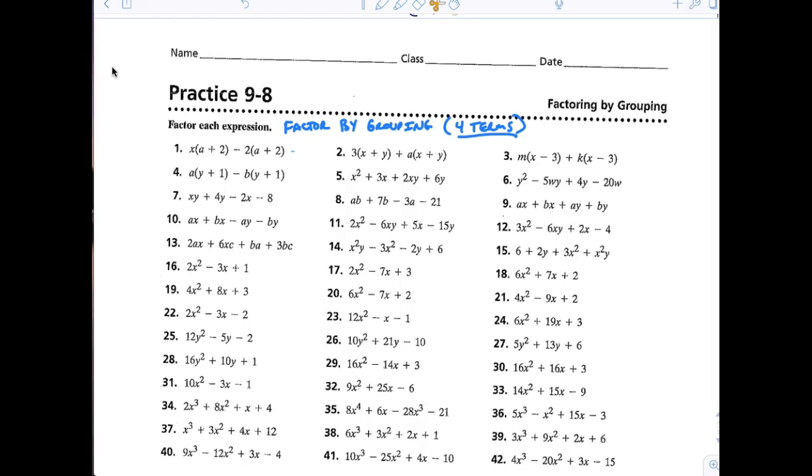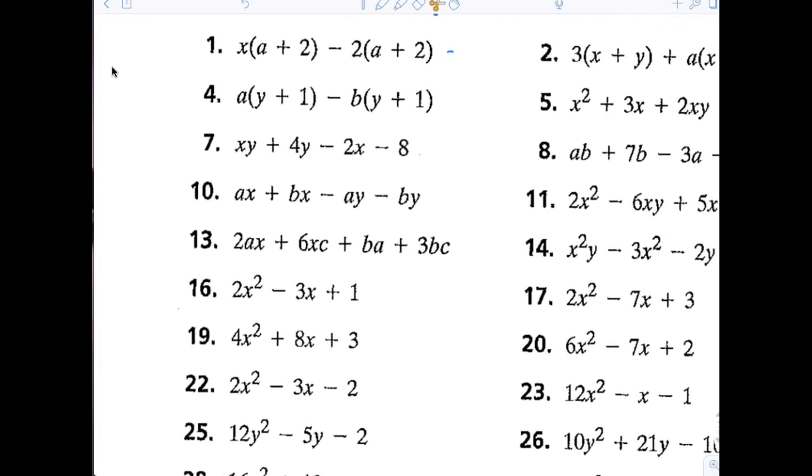All right. We have a different type of factoring today. It's called factoring by grouping. You'll easily be able to recognize it because most of the time factoring by grouping has 4 terms. Generally, there are 4 terms. Now, if you look at, for example, question number 1, what I want you to highlight is the a plus 2 and the a plus 2.